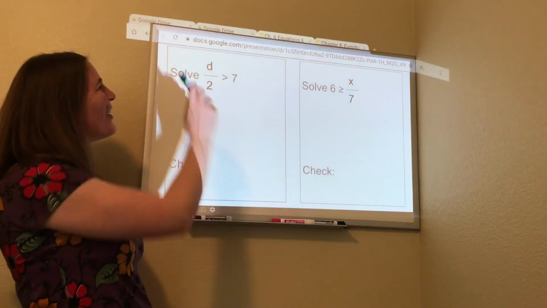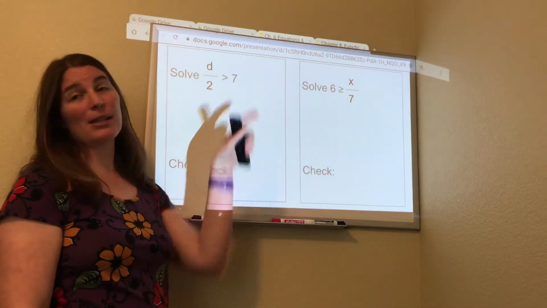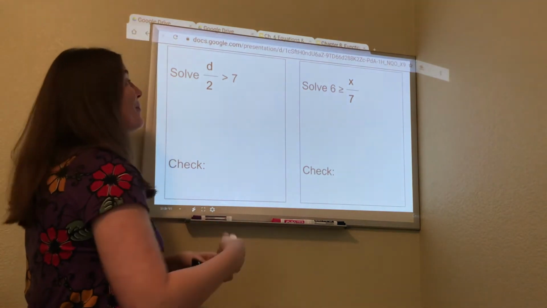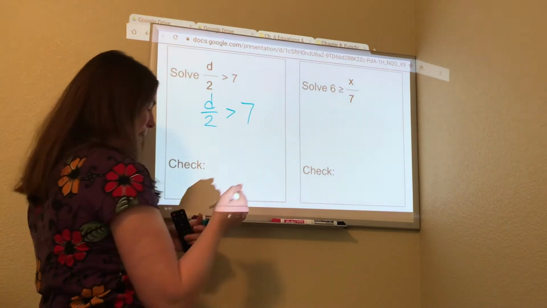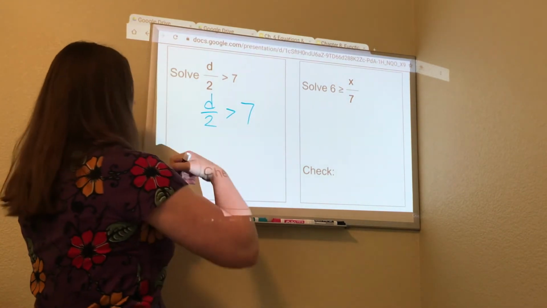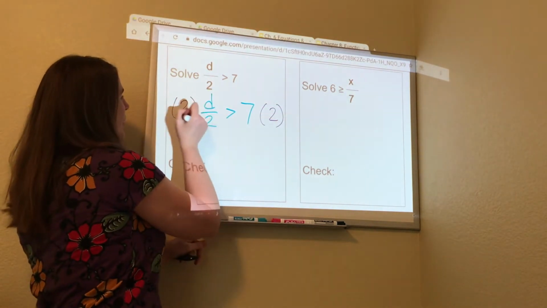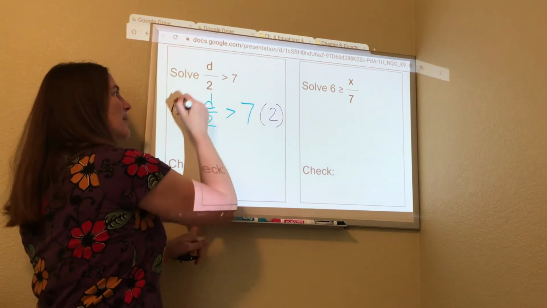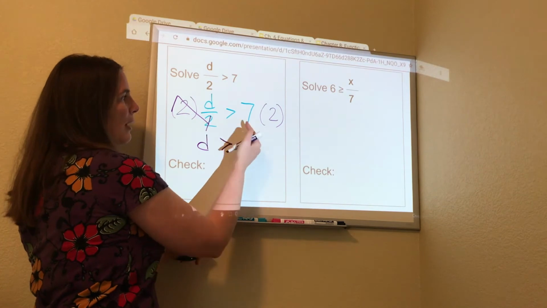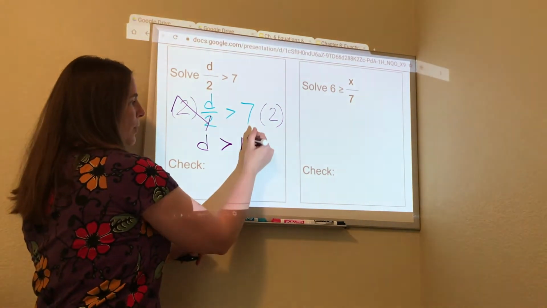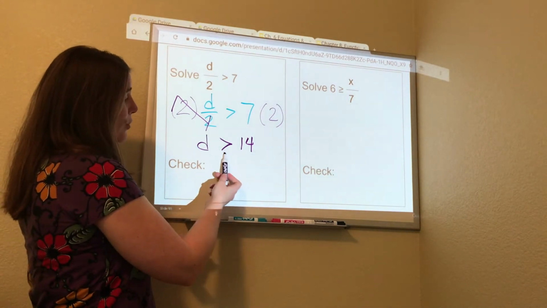All right. So our next one is d divided by 2 is greater than 7. So since I am dividing by 2, I have to multiply by 2 on both sides. You can show that with parentheses or with a dot. I'm going to show it with parentheses. So I'm going to multiply by 2 on both sides. This will give me 1d. So I have 2 divided by 2, so I'm left with d is greater than, and then 7 times 2 is 14. So my solution is d is greater than 14.